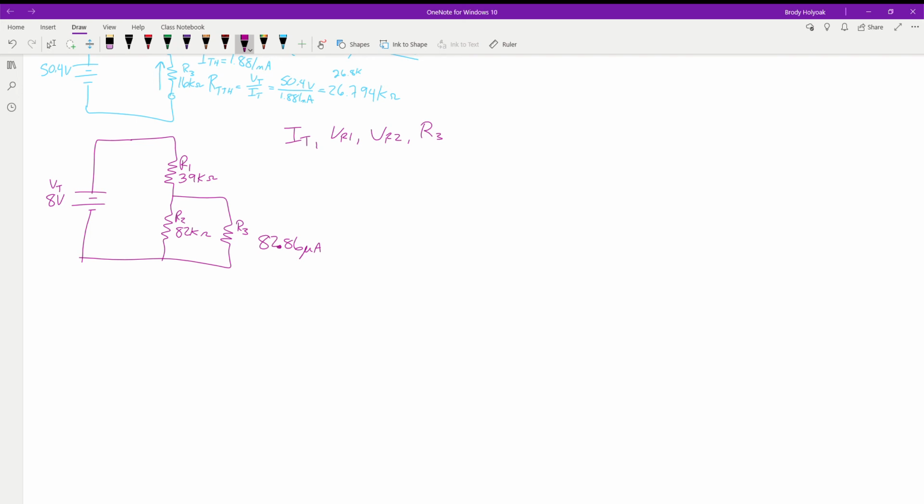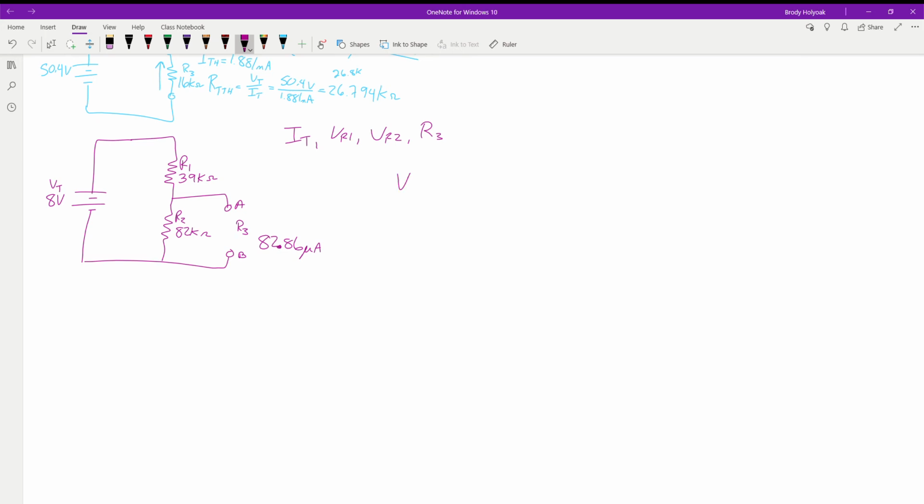So, first steps, we need to pull out R3 so we can Thevenize to that location. Second step, we're going to solve for the V Thevenin.